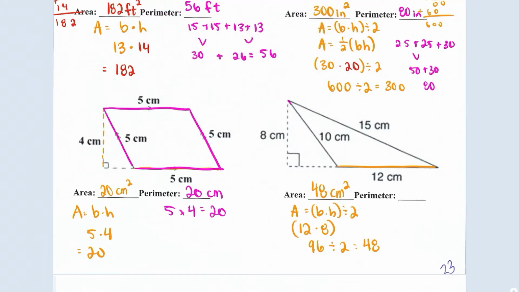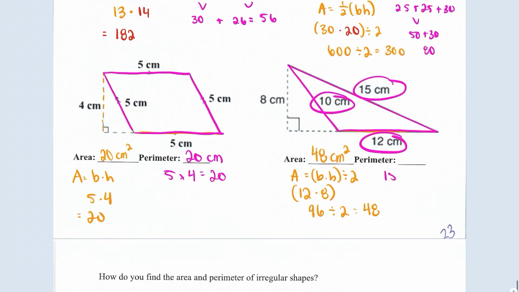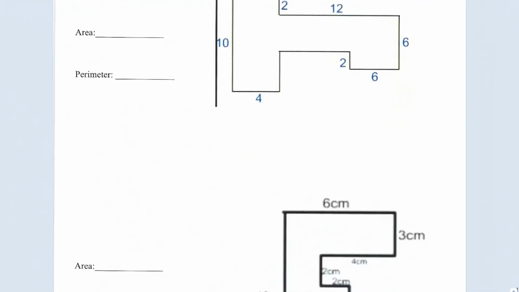Okay, let's find the perimeter. Remember, the perimeter is the length of the outside of the shape. So all we have to do is find all the lengths of the outside of the shape. There's a side of 12 centimeters, a side of 15 centimeters, and the last side is 10 centimeters. And all we're going to do is add them together. So 15 plus 10 is 25. 25 plus 12 is 37. So it looks like our perimeter is 37. All right, let's keep going.